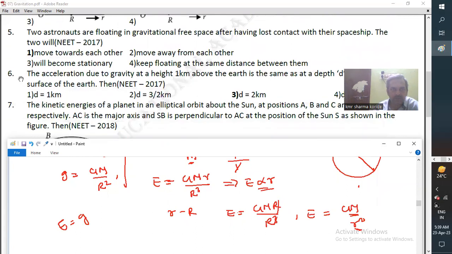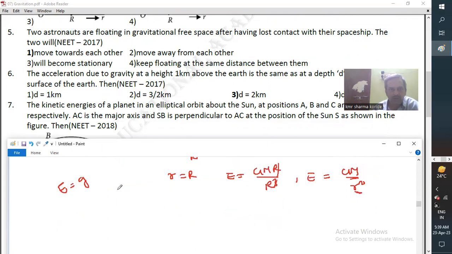Now moving to the next question. Two astronauts are floating in gravitational free space after having lost contact with their spaceship. The two will attract each other, they move towards each other.